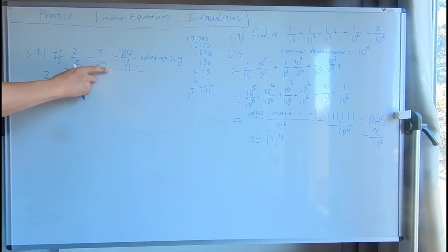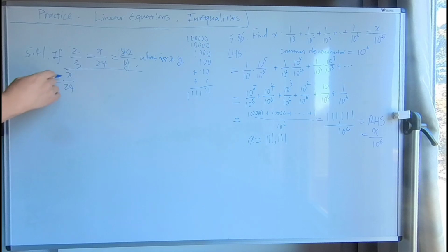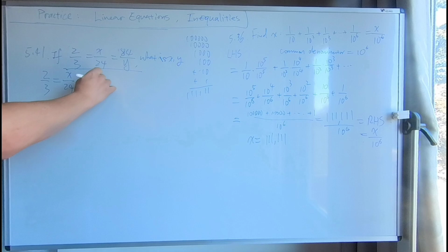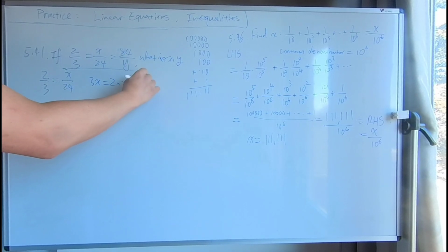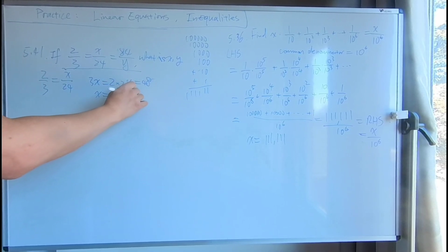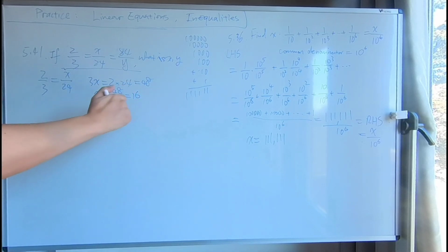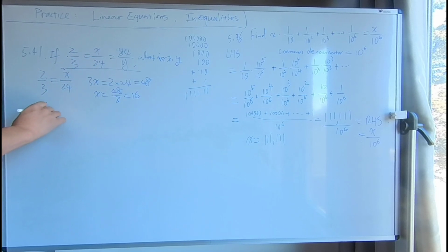So let's start from the first part of the equation. I have 2 over 3 equals x over 24. I can use the cross product. I have 3x is 2 times 24, which is 48. So then x is 48 divided by 3, which is 16.